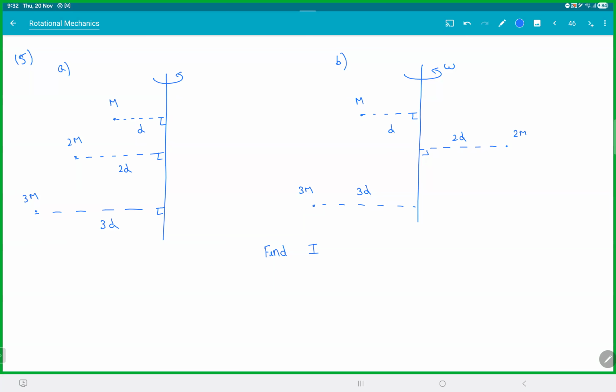So you can clearly see what the value of I is. Mass into perpendicular distance squared. The perpendicular distance for m is d. For 2m, the perpendicular distance is 2d, so 2m into 2d square. For 3m, the perpendicular distance is 3d, so 3m into 3d square. And the value is 36 md square. Same for both.